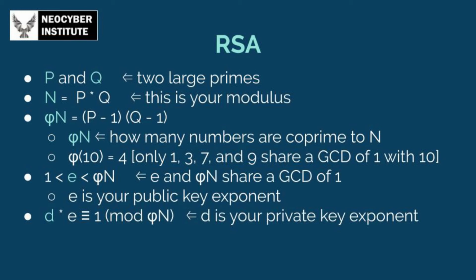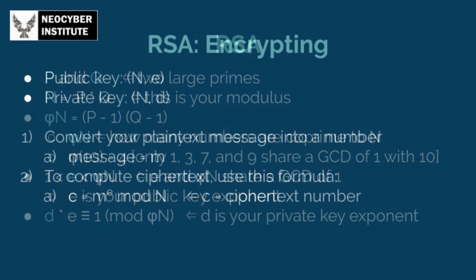You then choose a number E, such that E is between 1 and totient N, and that E and totient N are coprime. E is your public key exponent, the number that, along with N, makes up the public key. The last number to pick is D, where D satisfies the equation D times E mod N equals 1. D is your private key exponent. If you don't understand modular arithmetic, I'll include some links in the description to helpful articles explaining it.